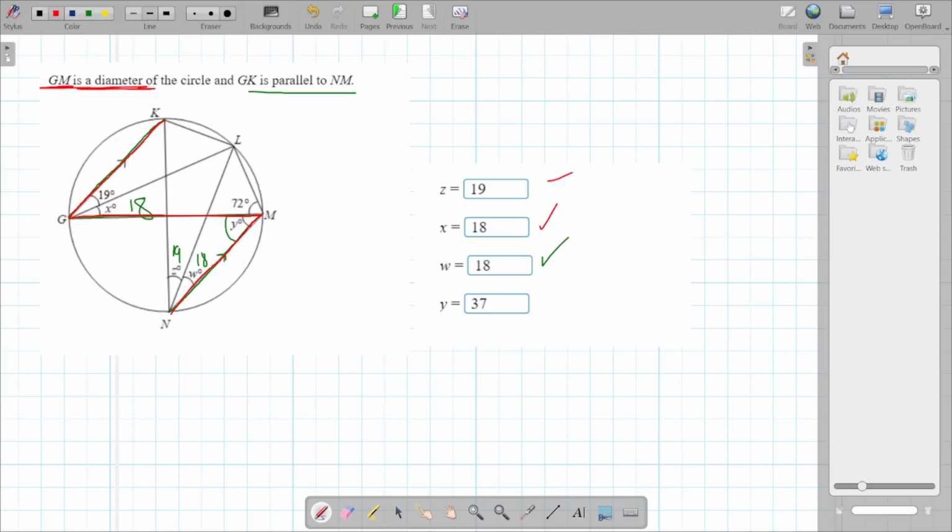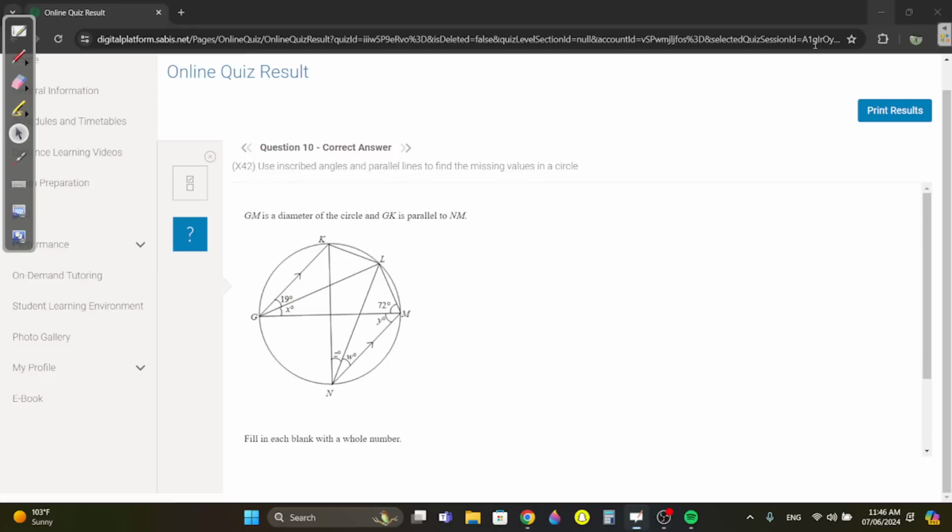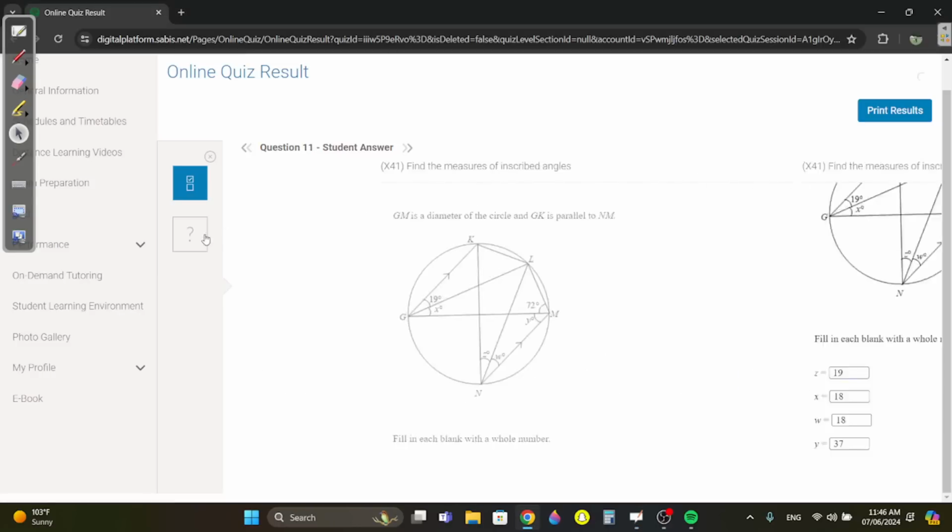What do we know about alternate interior angles? We know they are congruent, right? So Y in this case will be equal to 19 plus X. And do we know what X is? X is 18. So Y is 19 plus 18, which is 37. That's why Y is 37.